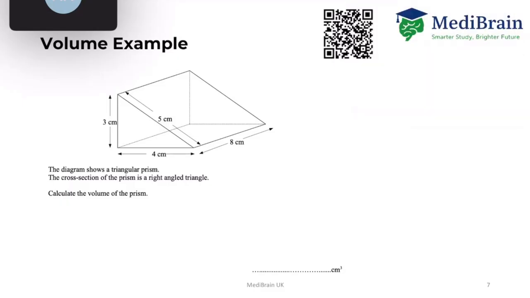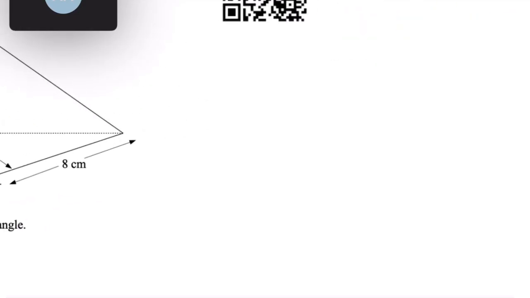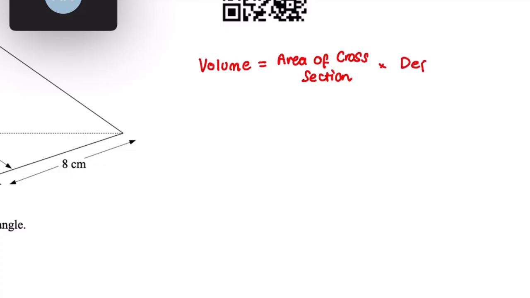Remember what I said about working out the volume. There's a formula to work out the volume of any 3D shape. To work out the volume, you have to work out the area of the cross section, and then you multiply it by the depth. The depth is just how much through the shape it goes, and the cross section is just the 2D shape. That's what we're going to do.